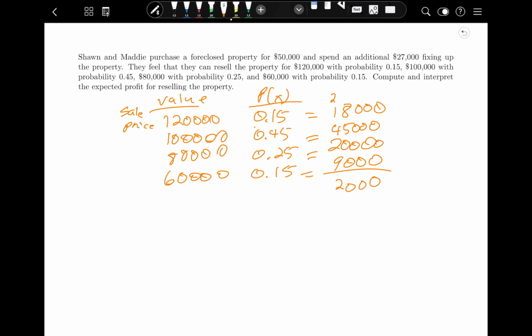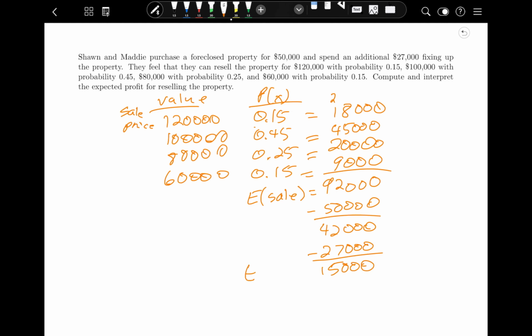Okay? And so if you add these together, you get $92,000. And so that's their expected sale price, which is not their expected profit, right? Because they had expenses. So you need to subtract $50,000 for the cost of the property, which gets us down to $42,000, and then you need to subtract how much it cost them to fix it up, which gets us down to $15,000. So their expected profit is $15,000. Okay. And so that's the idea of how these expected value problems work.